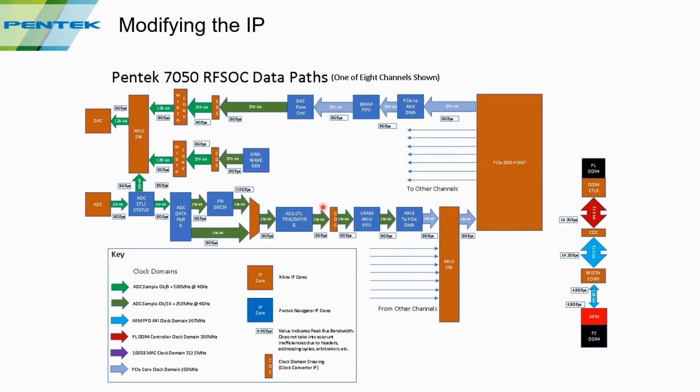So the way that I do this is I first go into the FPGA design and modify that, and then I go into the software and modify that to control the new IP core that I've added to the FPGA design. So let's take a look at that.